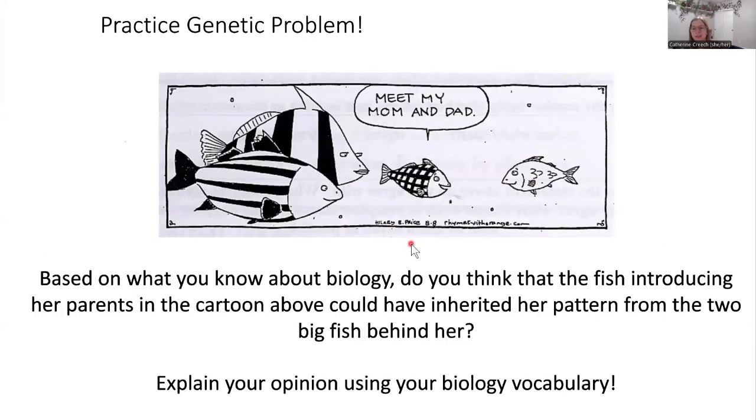Here is a comic for you. We've got 2 fish. They have different color stripes or different pattern stripes. And then we have a little fish in front of her and she says, "Meet my mom and dad." Based on what you know about biology, do you think that the fish introducing her parents behind her could have inherited her pattern? Explain your opinion using biovocab. This would be a great example of codominance. Both of the parents' genotypes are being expressed in the little fish.